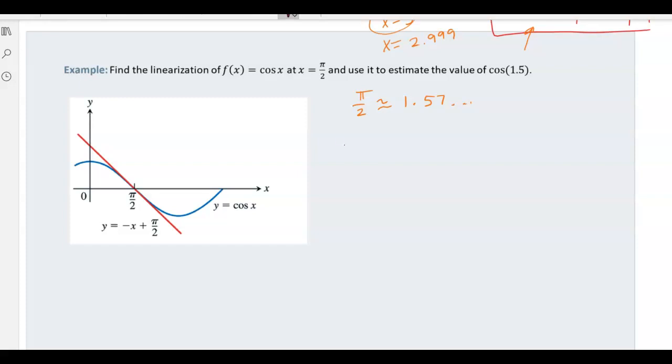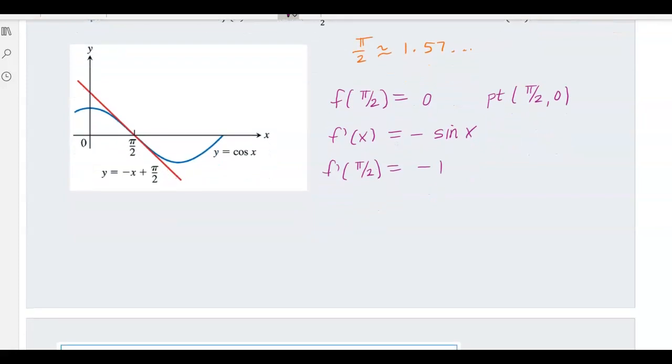First, let's figure out what f of pi over 2 is. If we take cosine of pi over 2, we know that that's 0. So our point is pi over 2, 0. The derivative of cosine is negative sine. And if I evaluate that derivative at pi over 2, we get negative 1. So in this example, a is pi over 2.